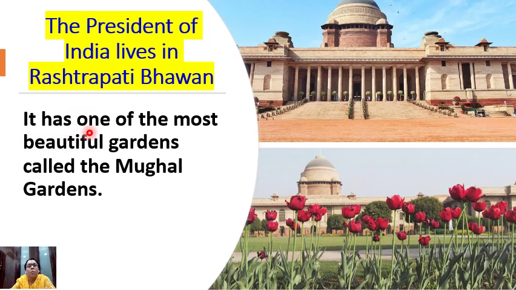It has one of the most beautiful gardens called the Mughal Gardens. What is the name of the garden? Mughal Gardens. See this, this is the Mughal garden. You can see flowers, rose flowers.